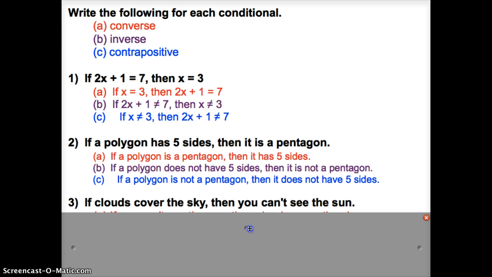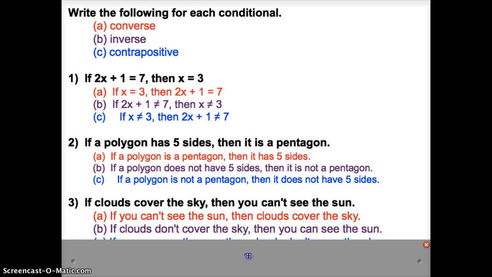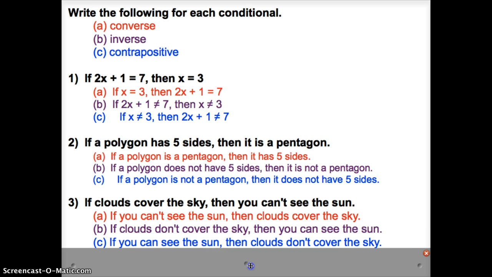Question number 3. If clouds cover the sky, then you cannot see the sun. The converse, if you can't see the sun, then the clouds cover the sky. The inverse, if the clouds don't cover the sky, then you can see the sun. And the contrapositive, if you can see the sun, then the clouds don't cover the sky.